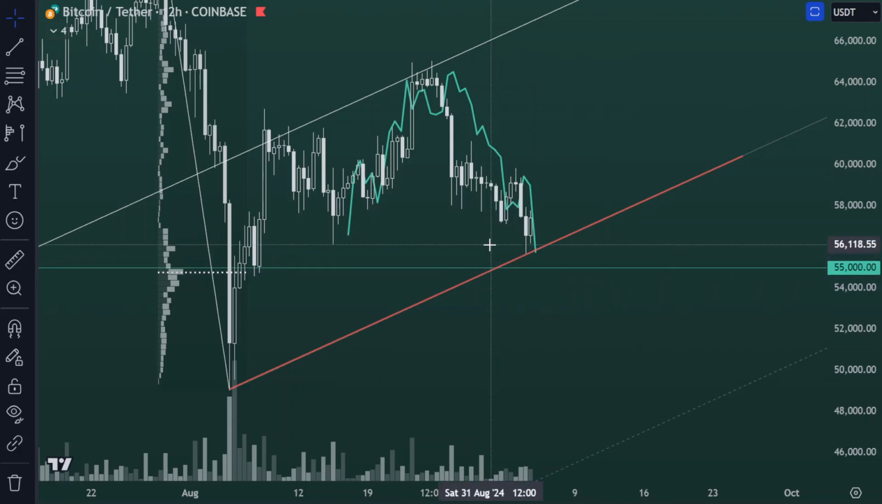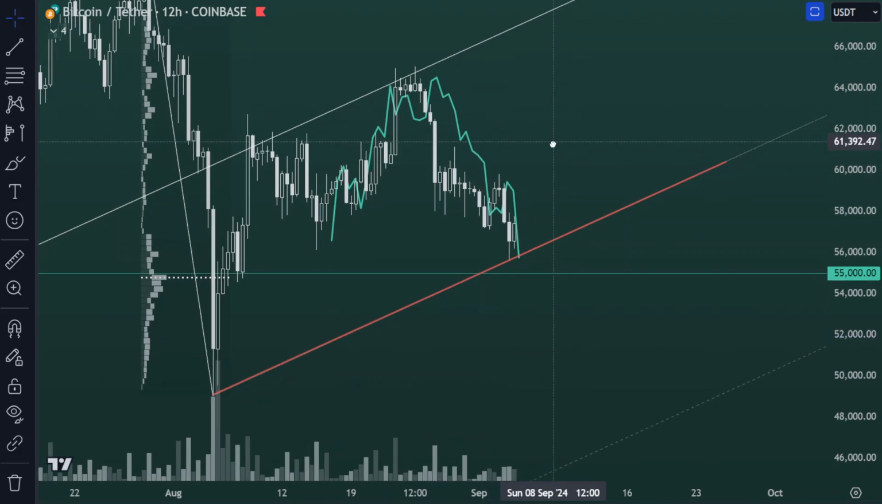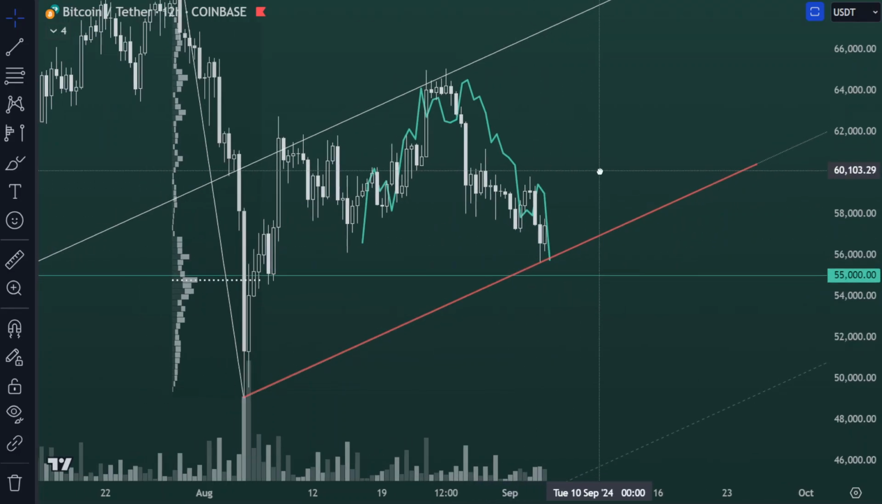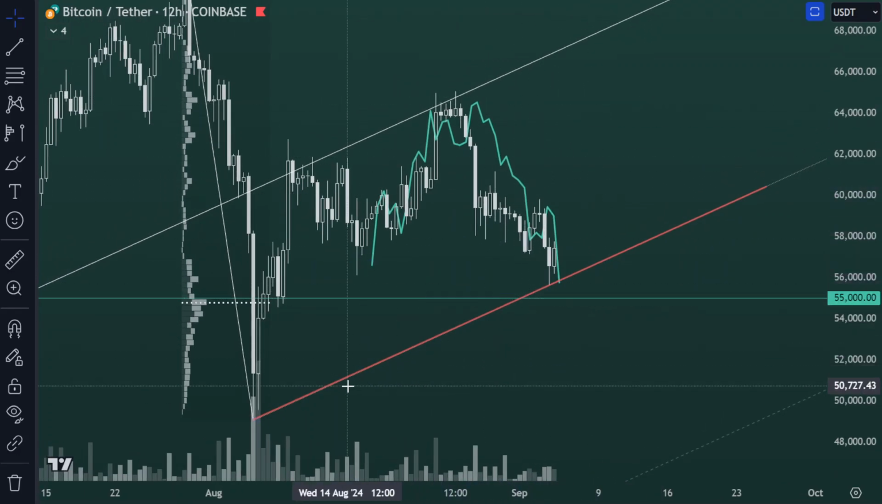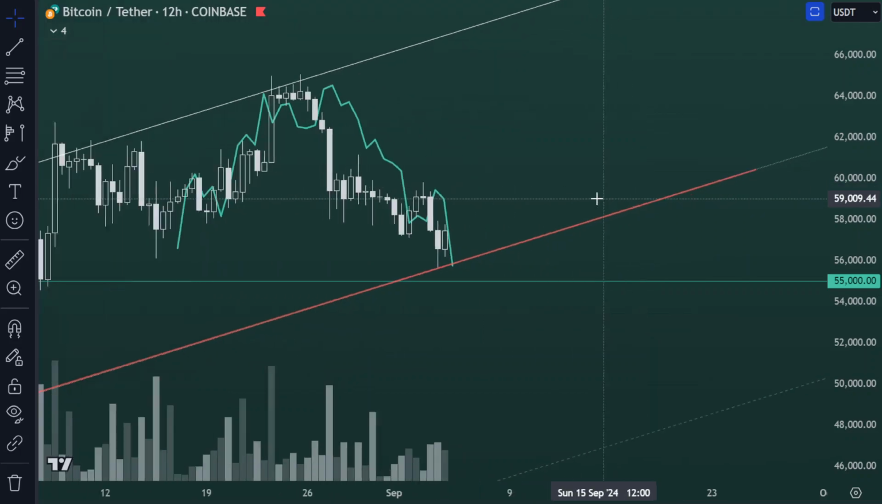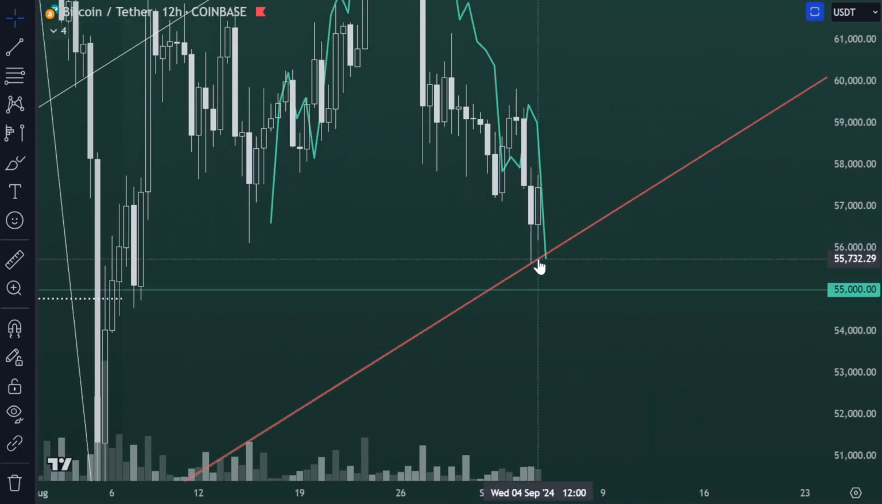That was supposed to be around 31 August, about 4 days ago, and that area has already passed. So when Bitcoin actually went down to the red line and tested it, it happened around 55.5K. That was my prediction on Twitter, and all I can say right now is that Bitcoin has very precisely rejected the red line.